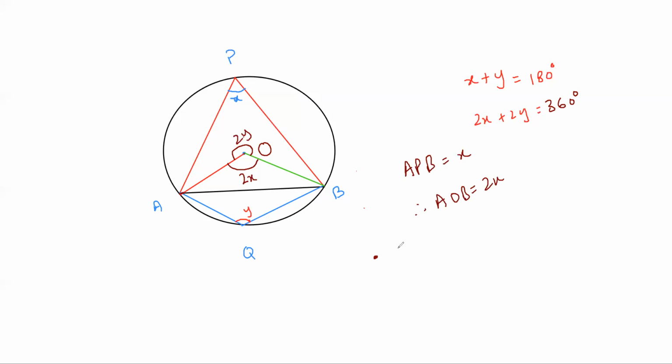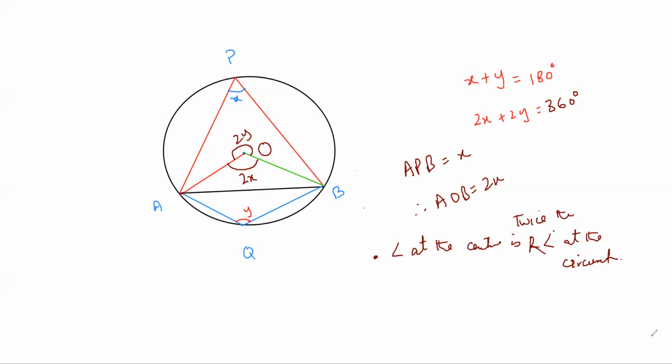So we say that angle at the center is twice the angle at the circumference. Okay. So if this angle is Y over here, then this angle is going to be 2Y.